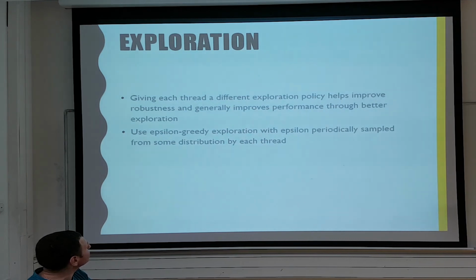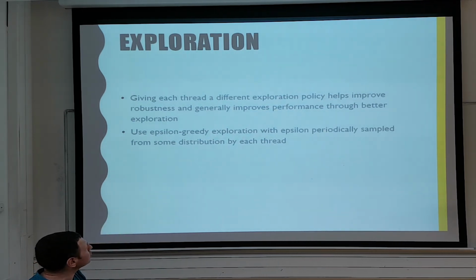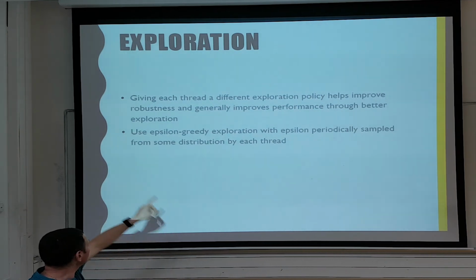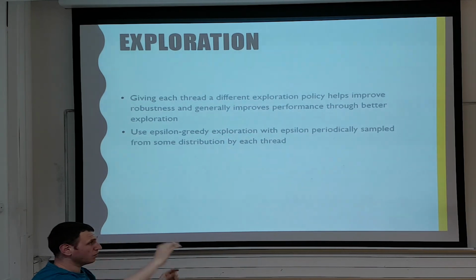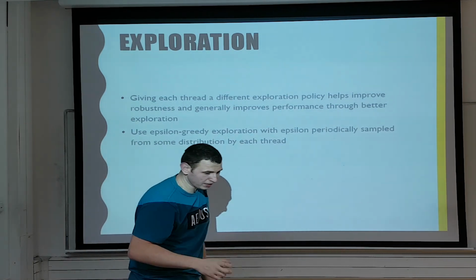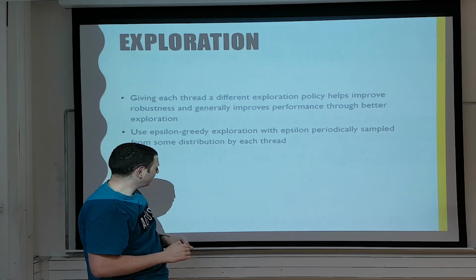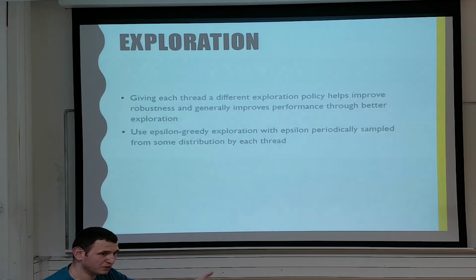So it's the exploration used for each thread. Different exploration policies help improve robustness. As I said, this generally improves performance through better exploration. And you will be using epsilon greedy exploration, where epsilon is periodically sampled from some distribution by each thread. We are not doing it manually, as I talked about before, but we are using sampling of this epsilon. It gives more stochasticity.